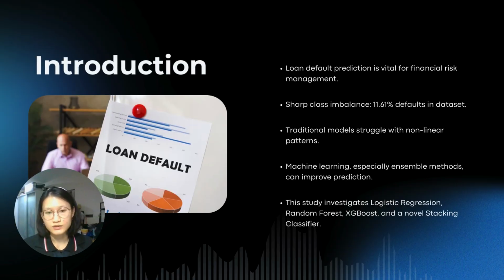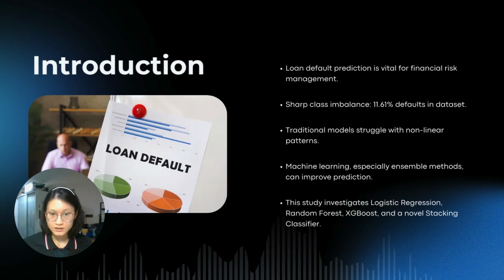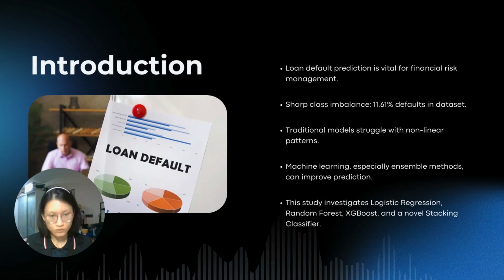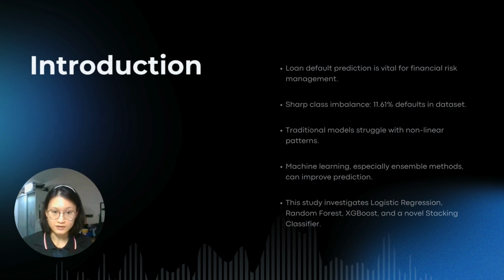Traditional models like logistic regression would struggle to capture non-linear patterns in financial data. So this is where machine learning comes into play, especially ensemble methods, which can improve prediction accuracy. In this study, we investigated models like logistic regression, random forest, XGBoost, and a novel stacking classifier to solve these challenges and better predict loan defaults. So let's move on to why this matters.